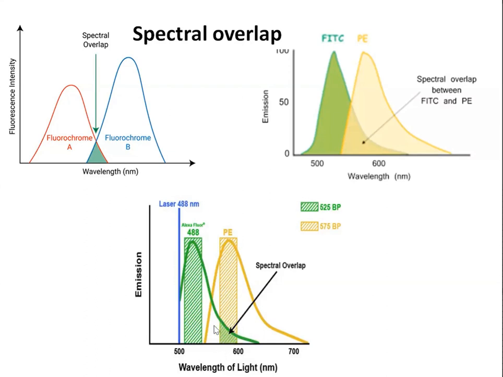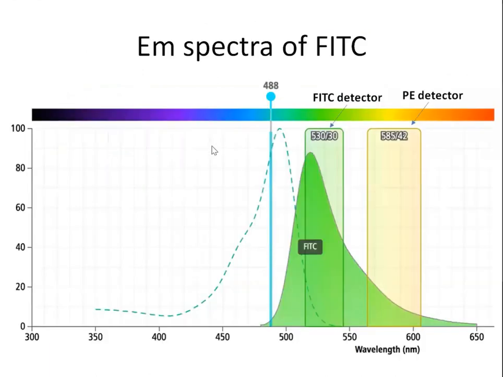This is called spillover. And the process to eliminate this, or minimize it, or subtract it, or avoid it, is called compensation. So we'll see this in more detail. Again, this is the emission spectrum of FITC.